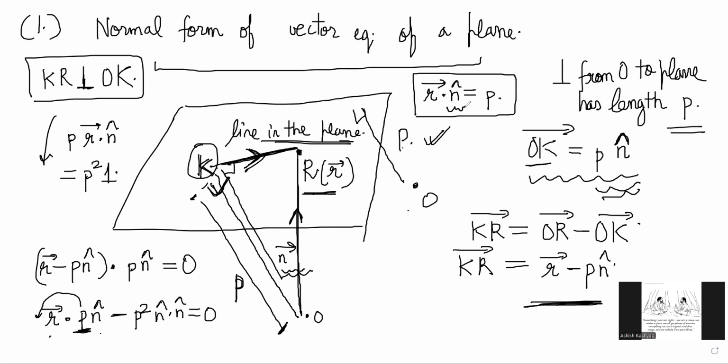And this becomes the equation of the plane in the normal form. Here, n unit vector is the direction of the normal to the plane, and p is the length of the perpendicular from the origin to the plane. Right? And if you extend this to Cartesian form, you can easily understand Cartesian form.